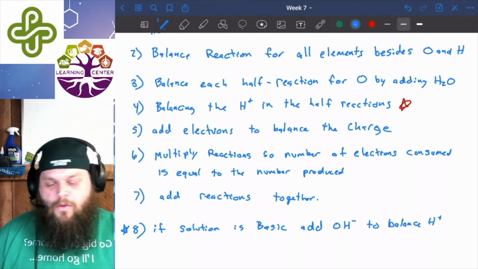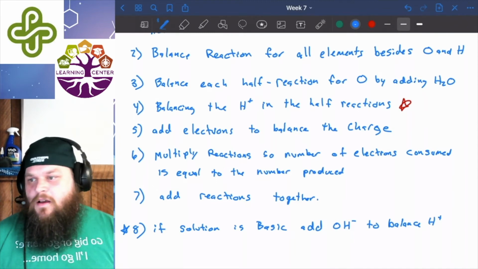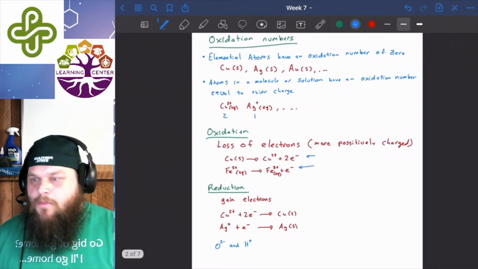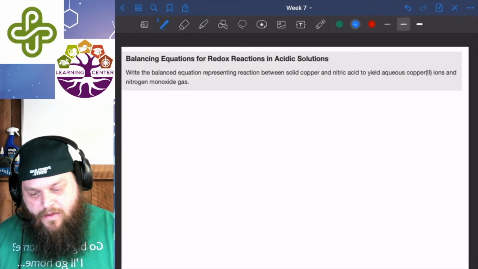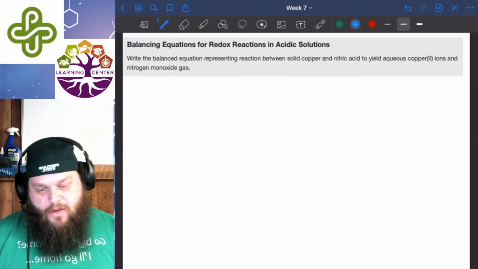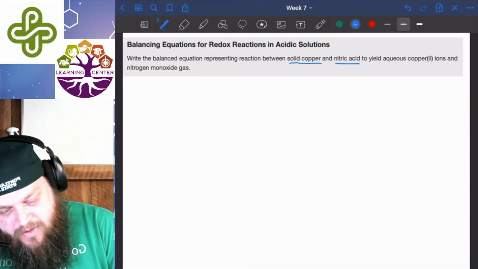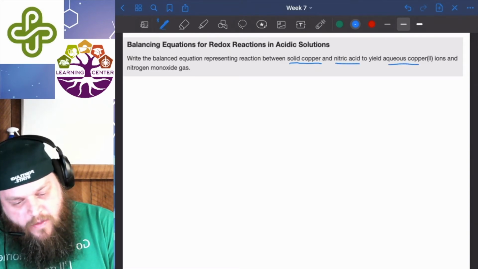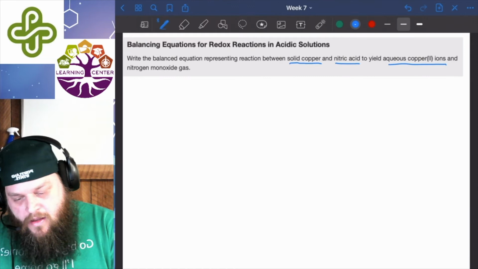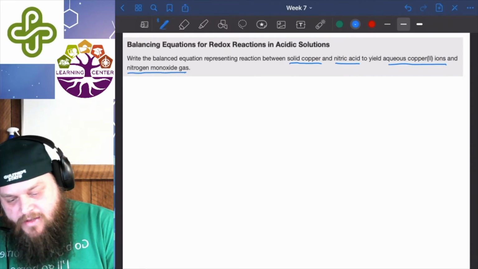So let's go through an example of this, and this is one I pulled out of the textbook: writing a balanced equation representing the reaction between solid copper and nitric acid to yield aqueous copper 2 ions and nitrogen monoxide gas.